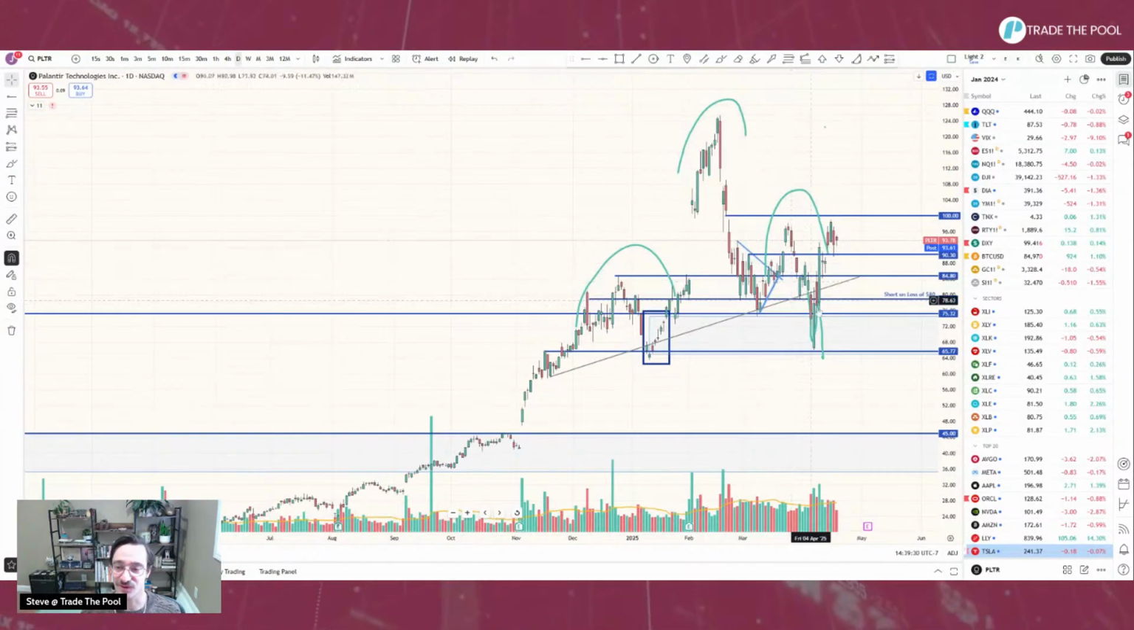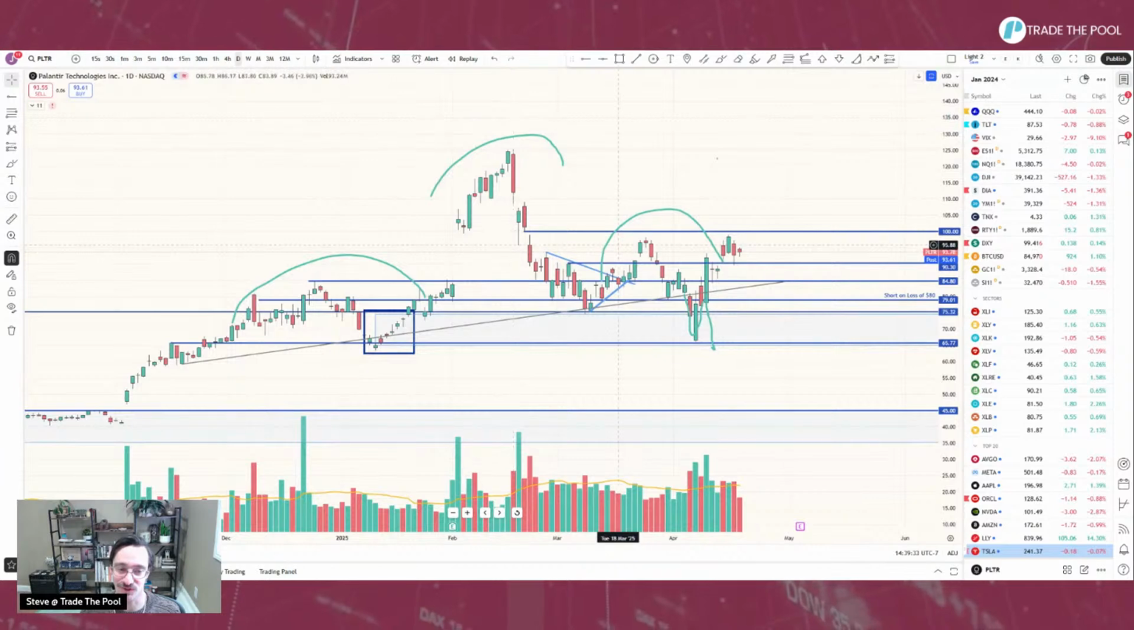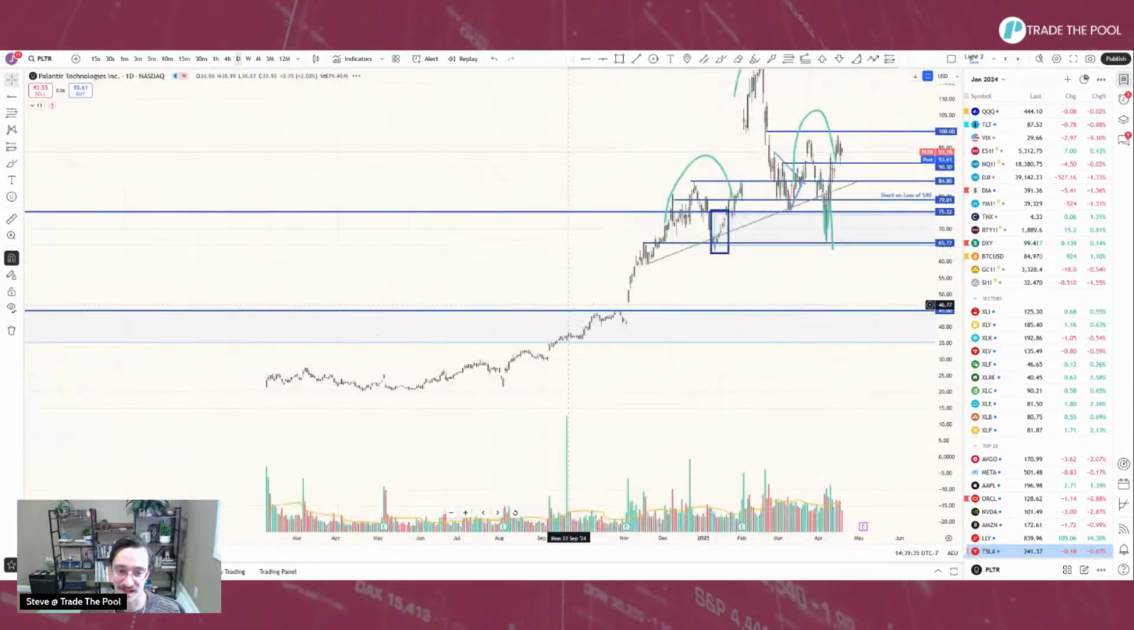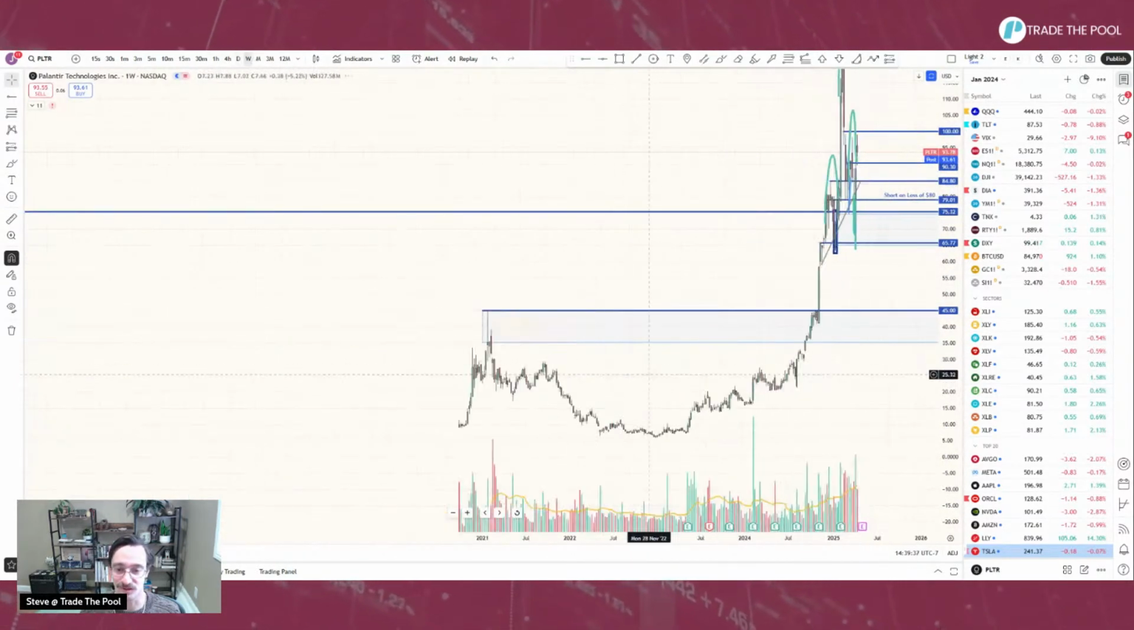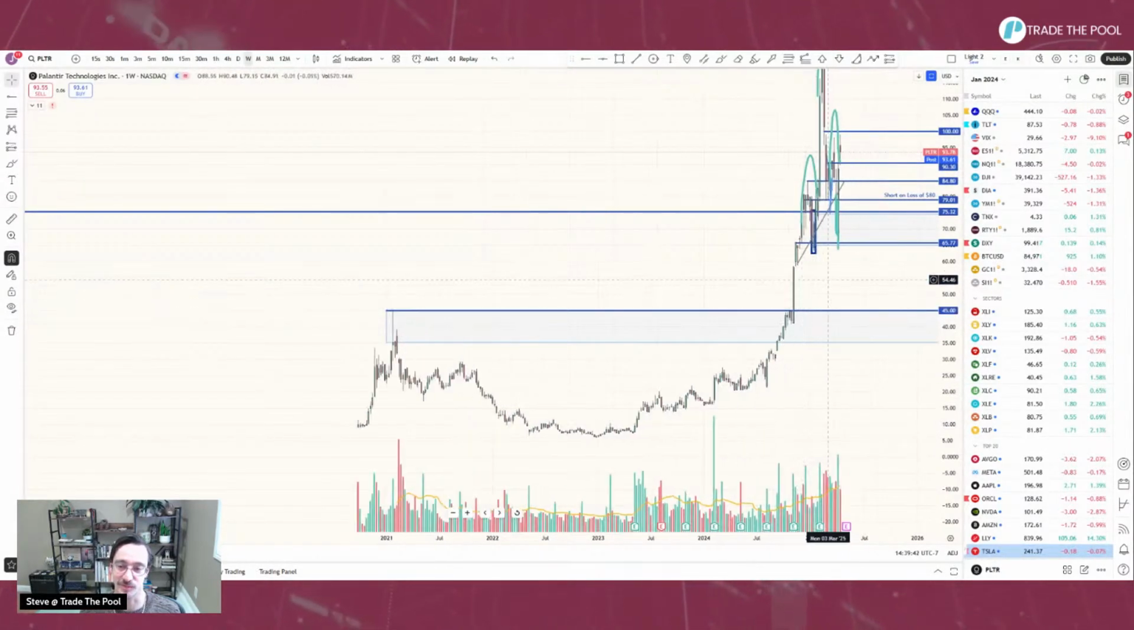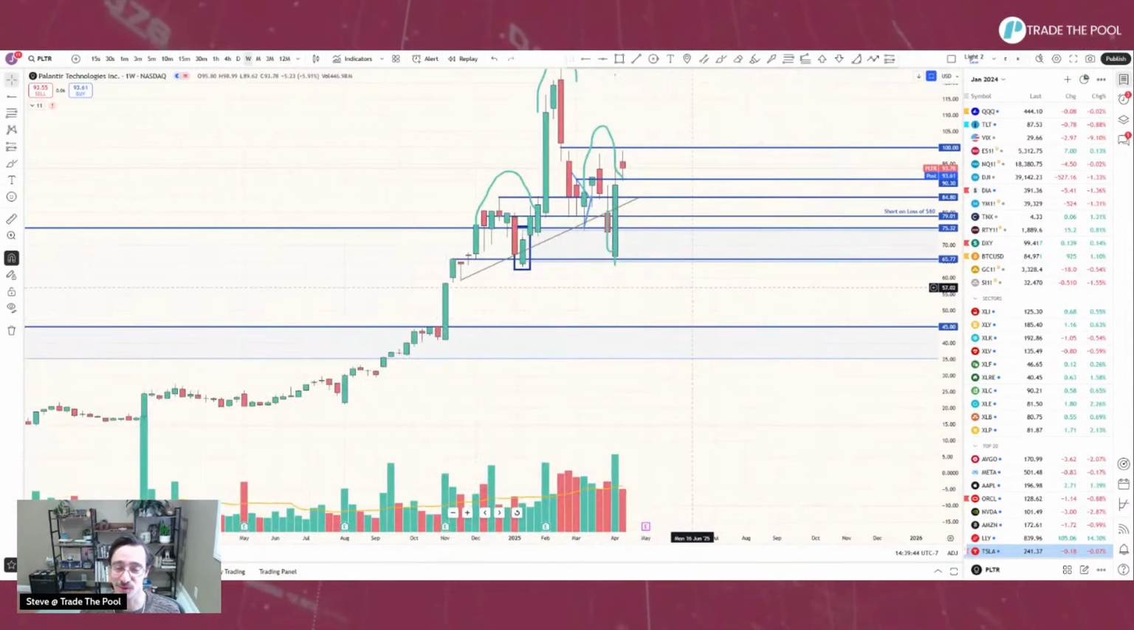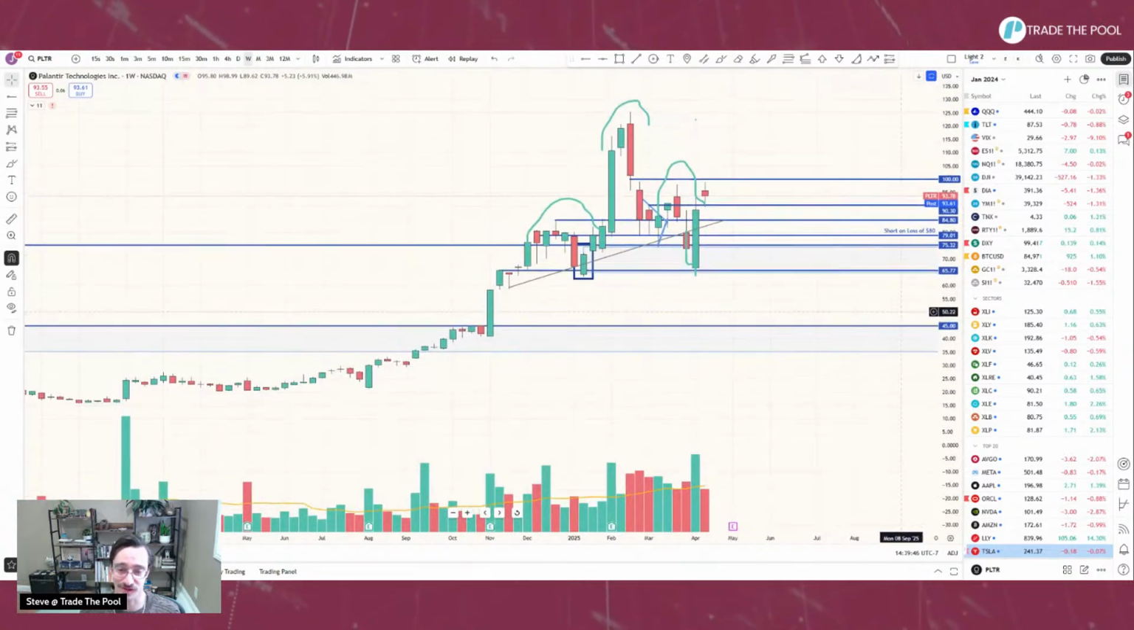Crazy move, right? I was thinking that this was a head and shoulders, and it needed to come back and test our long-term resistance flip to support level, just like we did on Uber. But this thing is such a crazy mover, and it's hard to say. So it's got a lot of things in its favor.